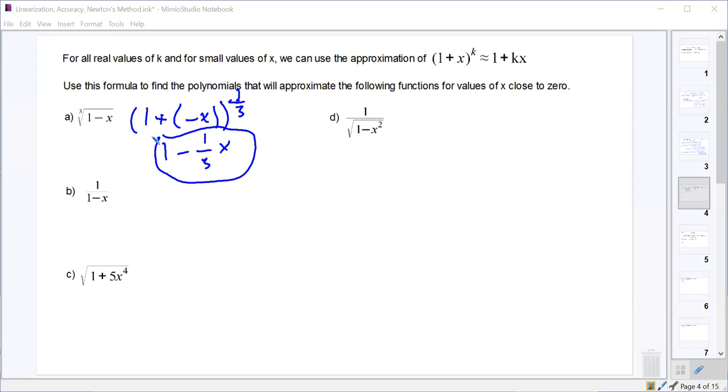What about part B? 1 over 1 minus x. How can we rewrite that? We could rewrite this as 1 plus negative x to what power? To the negative 1 power. And so what will that turn this into?